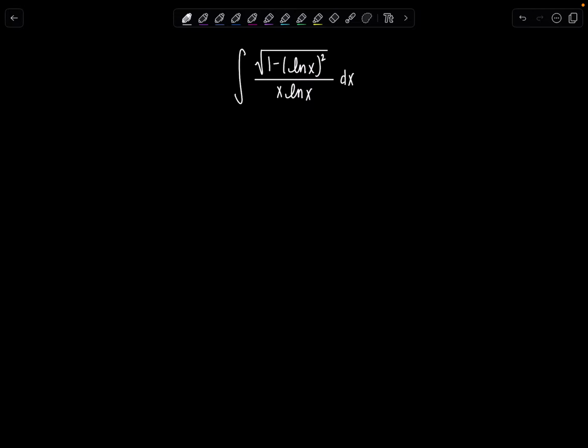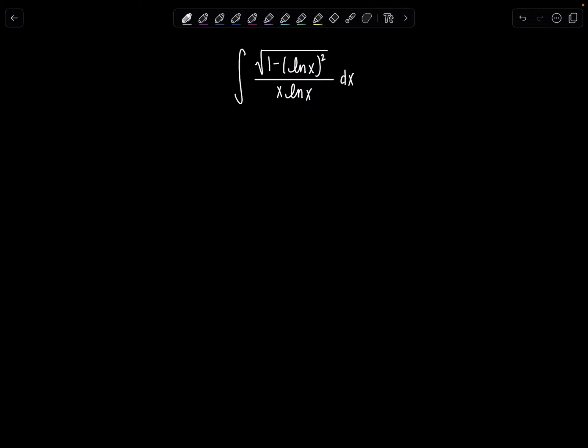Here's your latest integral of the day. We have an indefinite integral of the square root of 1 minus natural log of x squared over x times the natural log of x dx. If you want to pause the video and give it a try, for me it took 2 integration techniques.